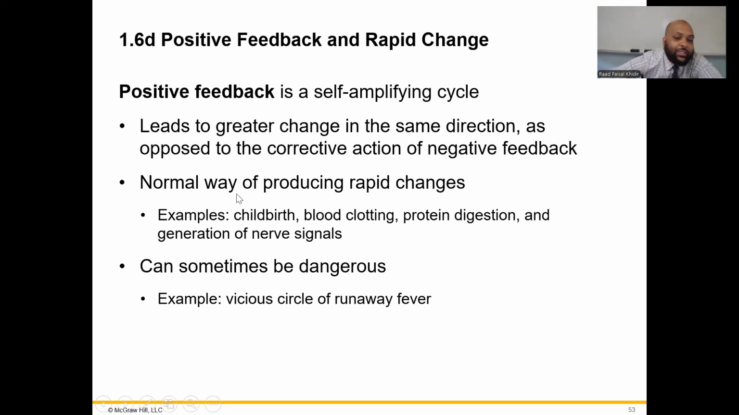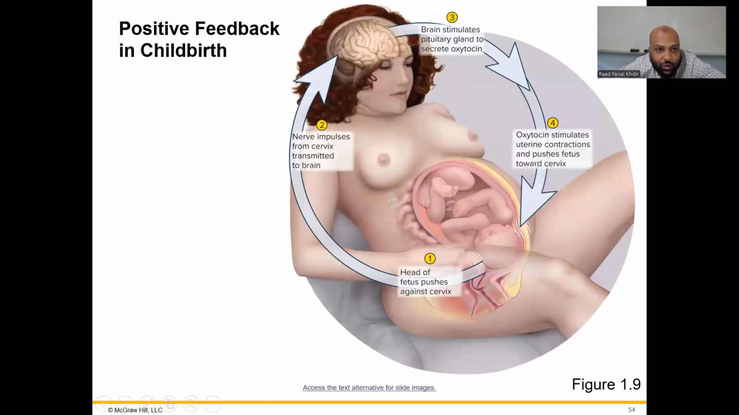Childbirth. When the baby is coming out, the more the baby stretches the cervix, the more the uterus pushes to expel the baby out. Blood clotting. When we are injured, we form a platelet plug, forming a thrombus, and the more platelets attach, the more extra platelets attach. There's protein digestion and there's generation of nerve signals. It can sometimes be dangerous. So there's a vicious circle of runaway fever. Okay, this is positive feedback.